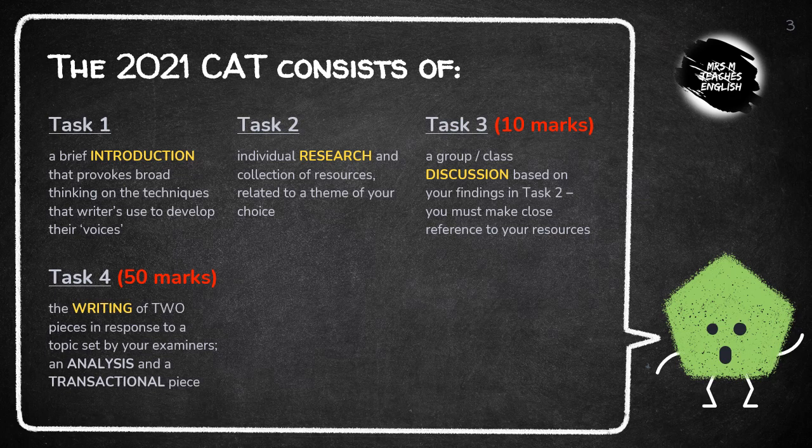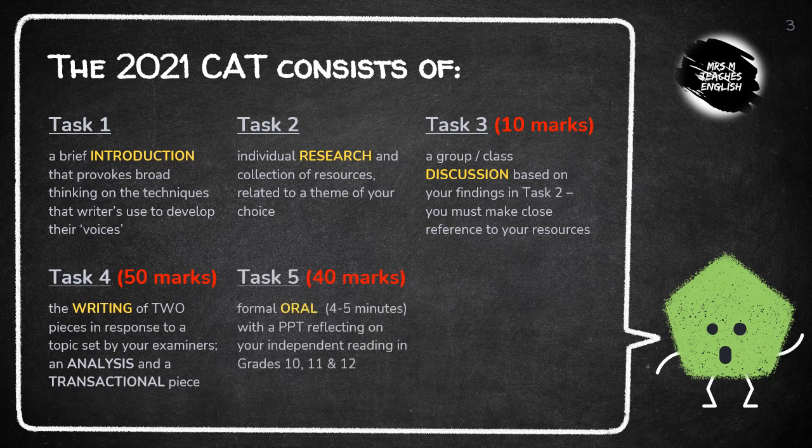Task 4 is the biggie. This is the exam-style written response in which you will have to write 2 pieces. One will be an analysis in which you will respond to a text provided by the examiner. The other will be a transactional piece based on the same topic as the analysis. You will be given a date on which to write this task under formal IEB exam conditions. This must take place before the end of July. You won't know in advance what the topic is.